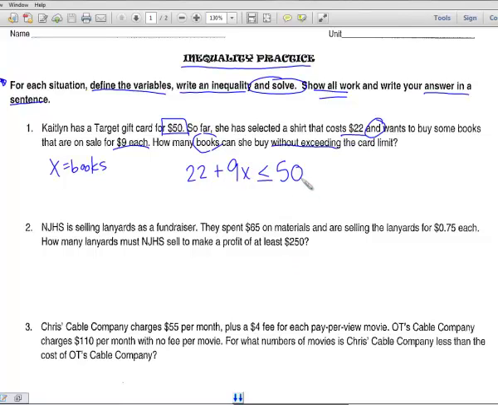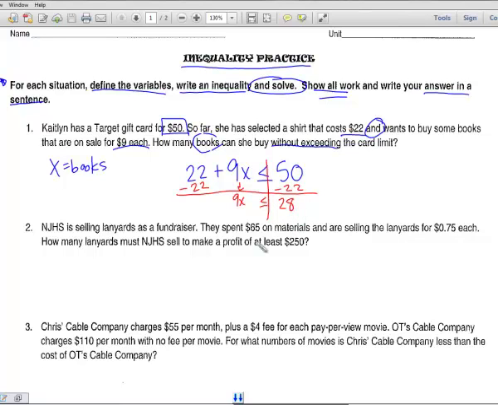Now we actually need to solve the inequality. Okay, so I'm going to switch colors here. I need to subtract 22 and subtract 22 from both sides. When I do that, I just bring down my 9x because that's all that I have left on this side. And then I've got 50 minus 22. My inequality symbol does not change, and I'm left with a positive 28.